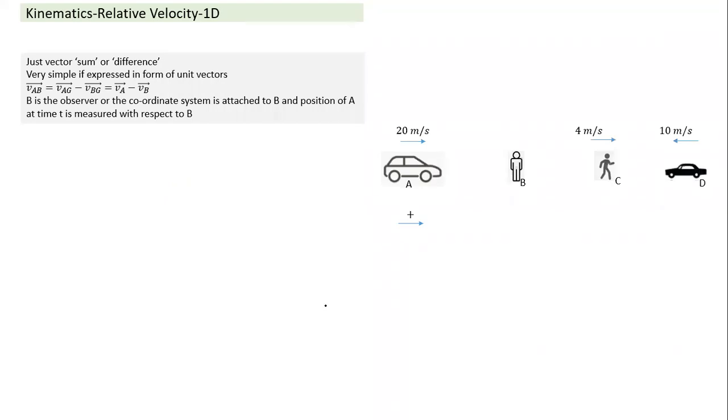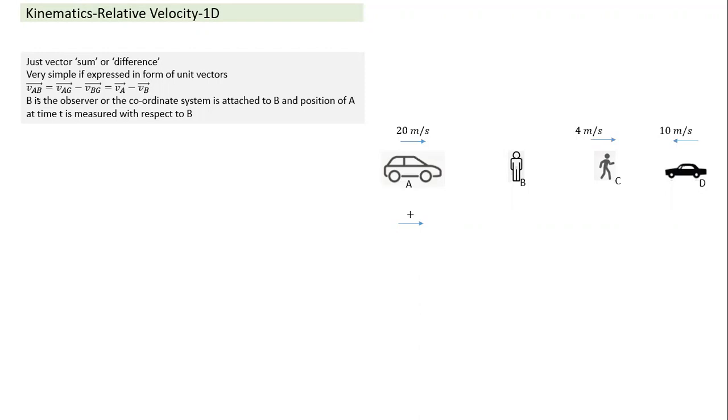The moment we think of relative velocity, if we understand the vector sum and vector difference, that is enough to solve the majority of the questions related to relative velocity. So it's very simple. In most cases it's just finding the vector sum or vector difference, depending on the case. And vector sum and difference become even simpler if we express both in the form of unit vectors in the Cartesian system.